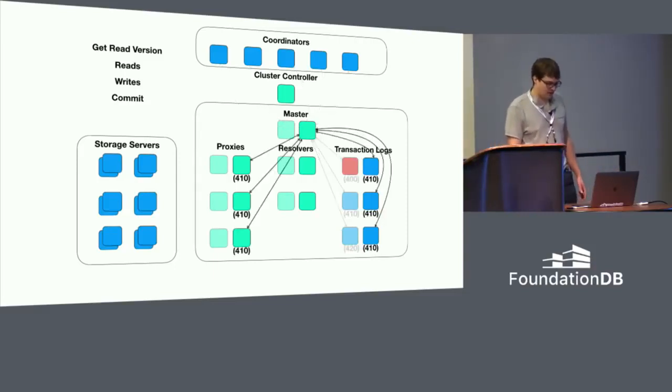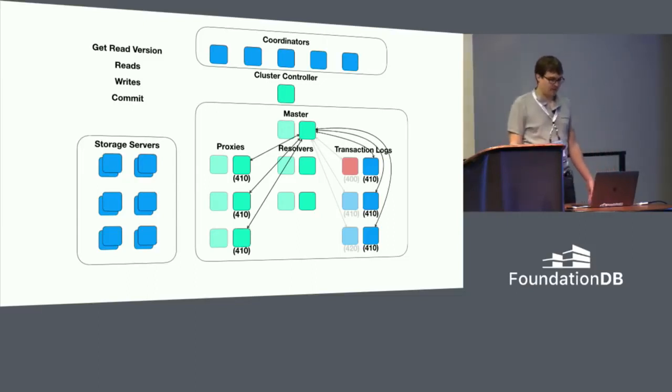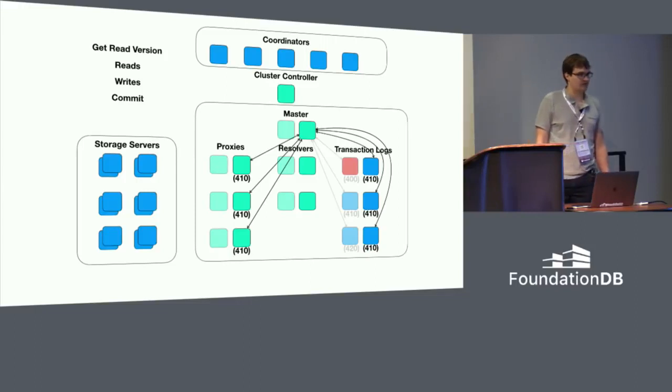So the master is then going to basically start up all of the other systems at that moment in time. So the proxies are going to recover that key to serverlet mapping as of that version. And the transaction logs actually have to do a little bit of copying as well. And the reason for that is actually really subtle.